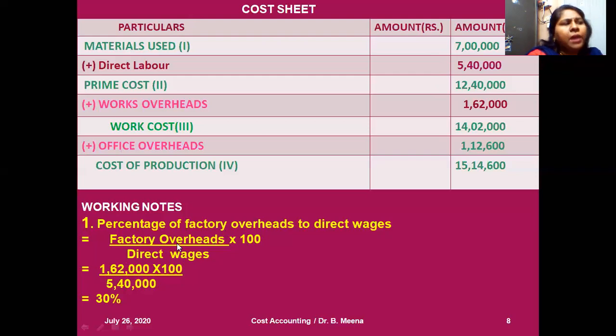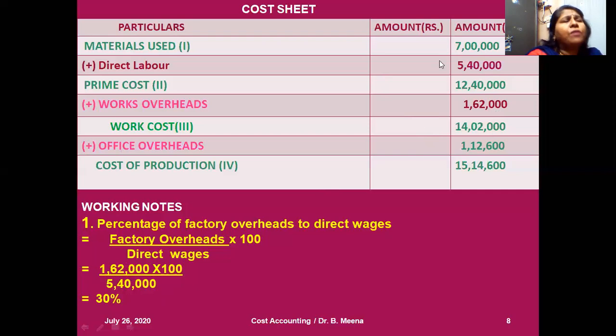So the formula will be factory overheads divided by direct wages into 100. What factory overheads do you need to take? Just now we can complete the cost sheet. From that cost sheet, you can make use of the data to calculate the percentage. So factory overheads is 1,62,000 divided by direct wages, given as 5,40,000, into 100. You will get 30 percent.